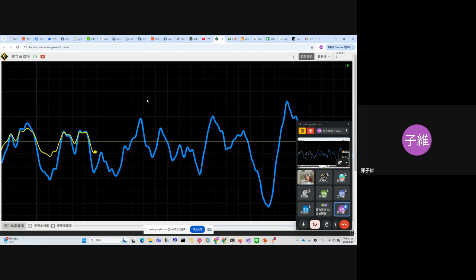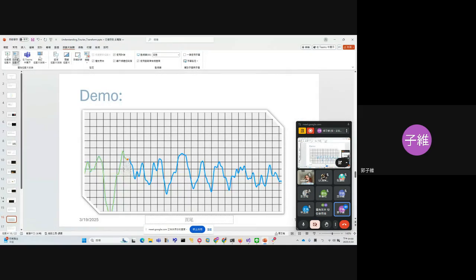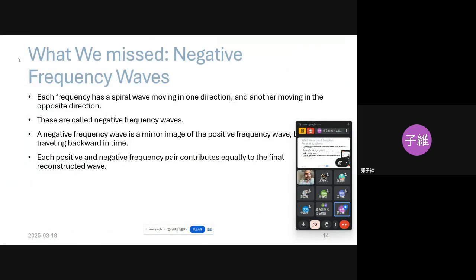And after the Fourier transform, we can get the closed waveform, but something's missing. We still have two more things to consider. What we missed is the negative frequency. Now each frequency has a spiral moving in one direction, like I mentioned earlier, but we have to consider another direction, which is moving in the opposite direction. And these are called negative frequency waves.